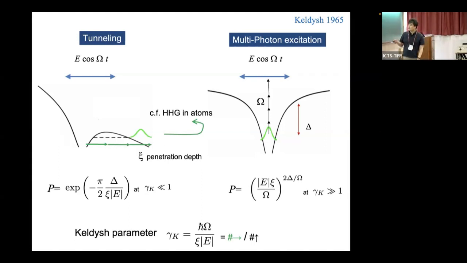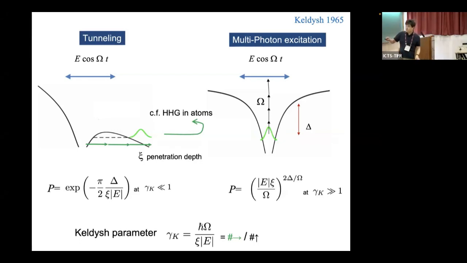One limit was this tunneling limit, where this DC field, this omega, this frequency becomes smaller and smaller. We found out, as we expect, that this particle will tunnel through this barrier. You get this tunneling probability, which is exponential of delta over E, where E is the field, delta is the energy gap, and Z was the length of this quantum mechanical particle.